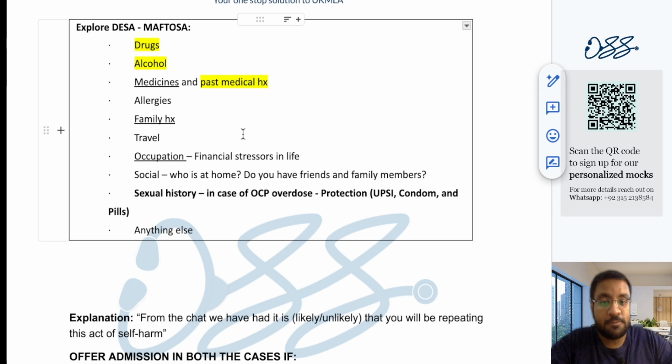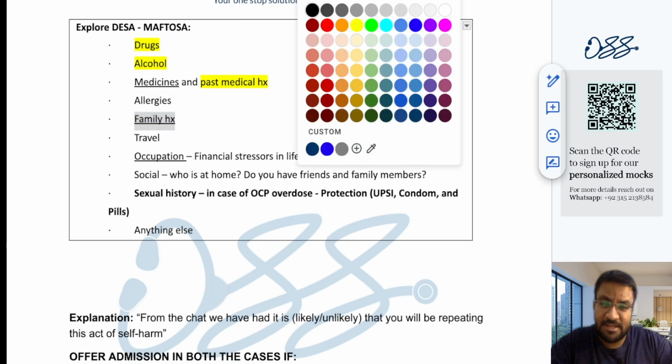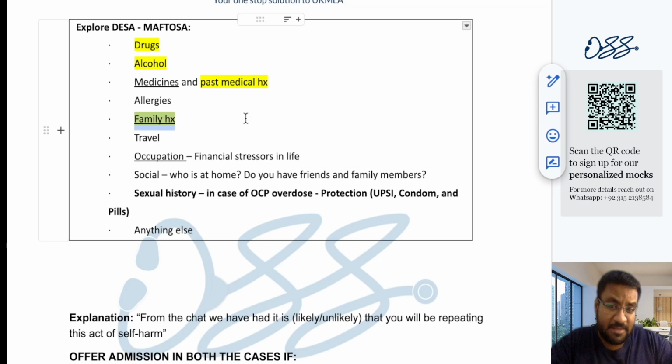Okay, so we've got to ask about that. Number one, number three, sorry. Then the family history. Okay, if suicidal tendencies run in the family, and they're seeing people in the family taking their own lives, then automatically it puts a particular patient at a higher risk of repeating something like this, and doing something like this in the future.